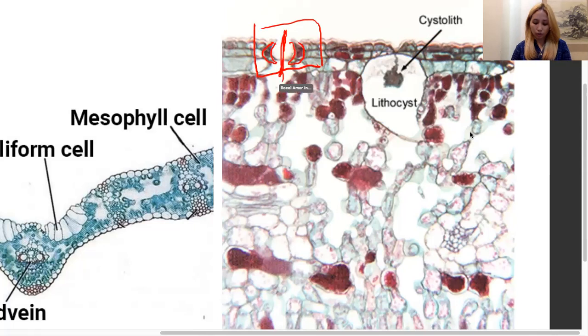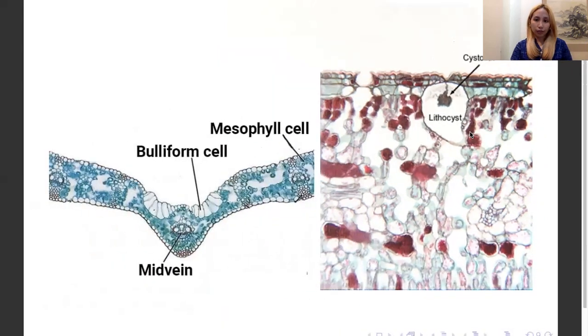Okay, yung space sa gitna. So that is how you know that you're actually looking at a stomata in cross-section. Okay, so these are the different types of specialized or modified epidermal cells, and this is basically how a cross-section of a leaf looks like.